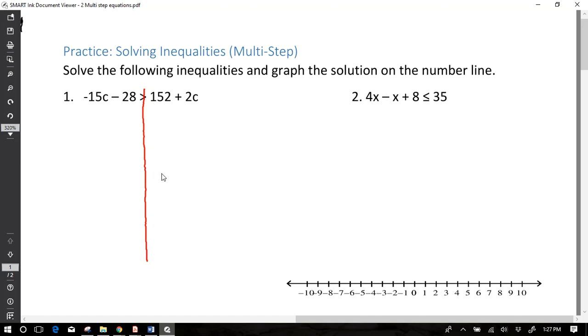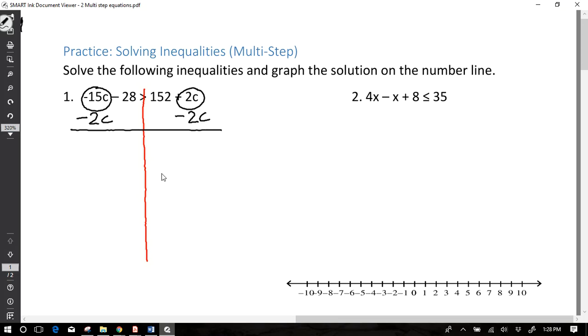Okay, there's no parentheses, so I don't need to distribute anything. Next, I'm going to start looking for like terms. So I see negative 15c and a positive 2c. So I want to go ahead and combine those. They're on opposite sides, so I need to use the opposite sign. So let's go ahead and move this 2c to the left.